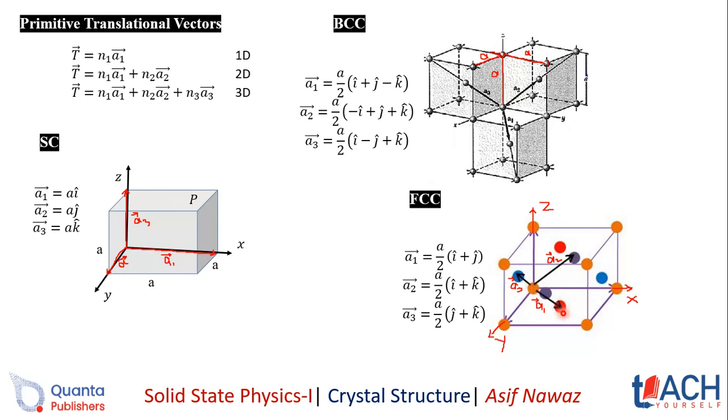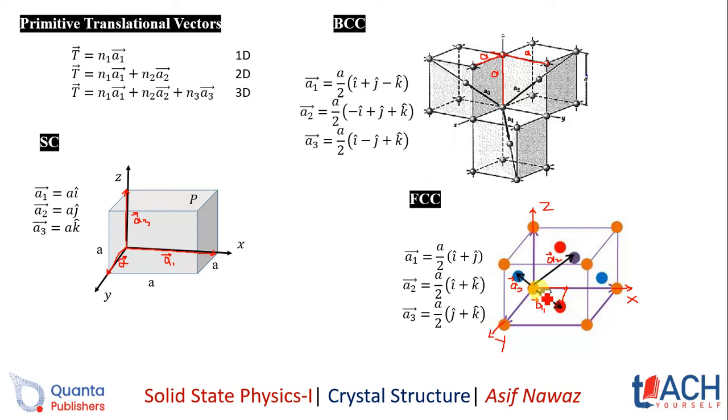If we talk about a1, a1 lies here. This a1 has components like first we have to travel a positive half a distance, then we have to travel a positive half distance, first along the x-axis and then along our y-axis. So the components of your a1 are a by 2 times i unit vector plus j unit vector, right?